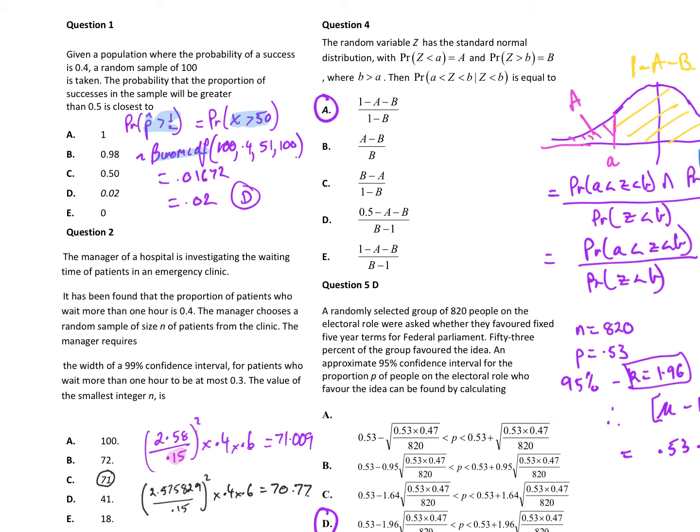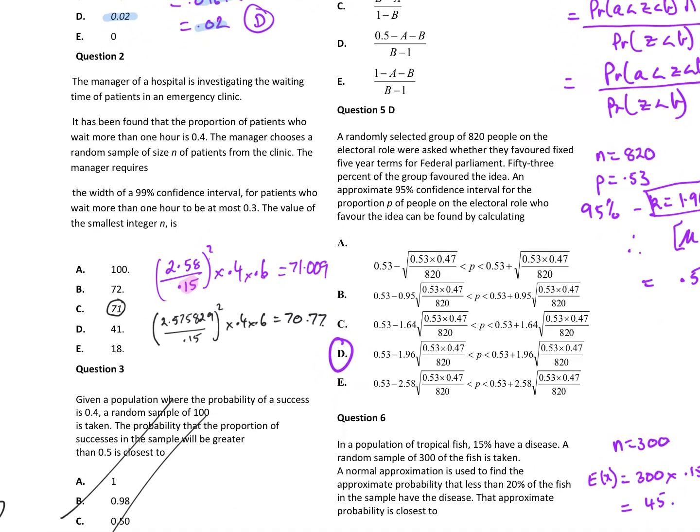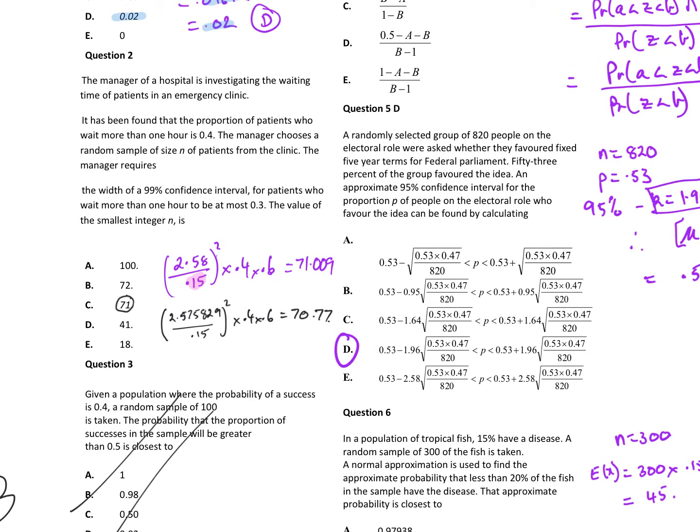So it's a binomial CDF, 100 trials, 0.4 success. I want from 51 to 100, which is 0.1672, 0.01672, sorry, which is 0.02, which is D. All right. Manager of hospital investigating waiting time to be placed in the clinic found the proportion of patients who wait more than 1 hour is 0.4. Random sample of N. The manager requires the width of a 99% confidence interval to be at the most 0.3.